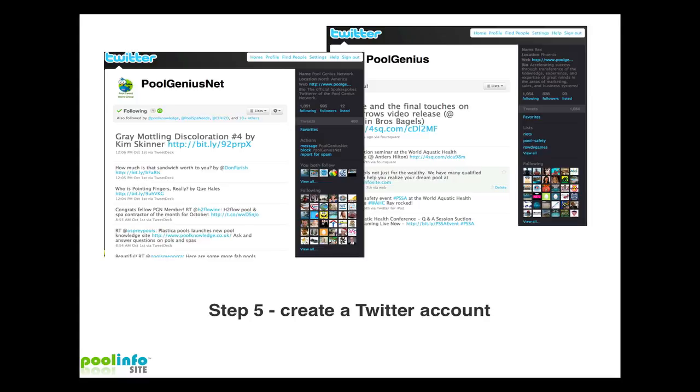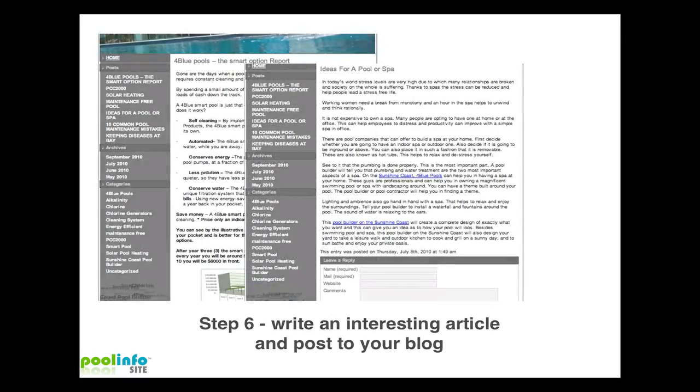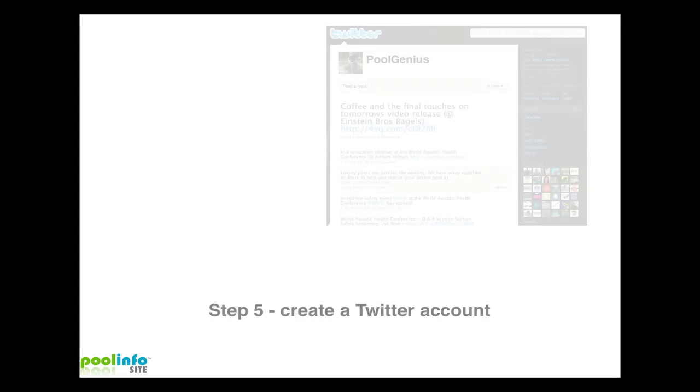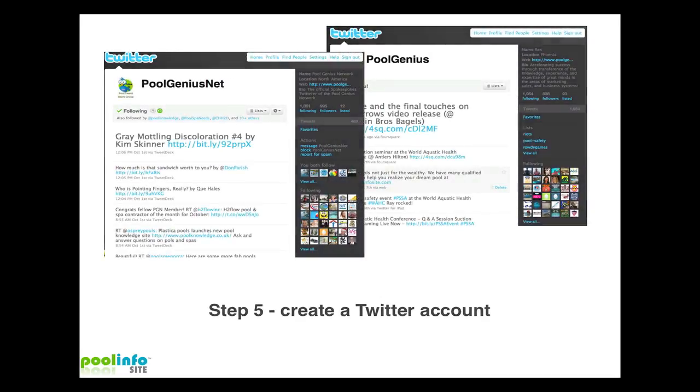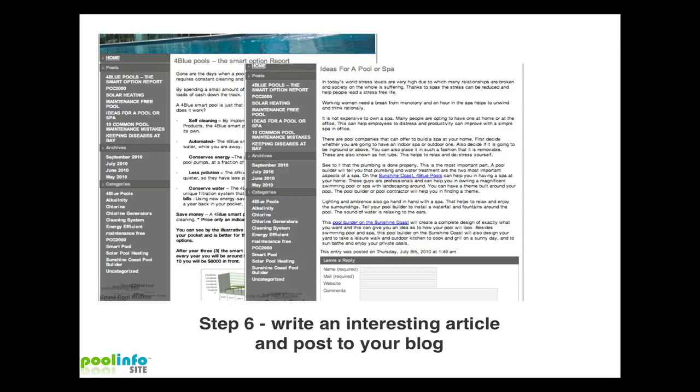Number 6 is you want to write an interesting article to post to your blog, and this is really important because this is the starting point. Let's go back one more. I went just a little too fast on that. Okay, so when you have your post or your article, you post that to your blog, because if you post to your blog first, that's what you can then use to reference back to. So make sure that when you're posting to your blog, you write something that's interesting.